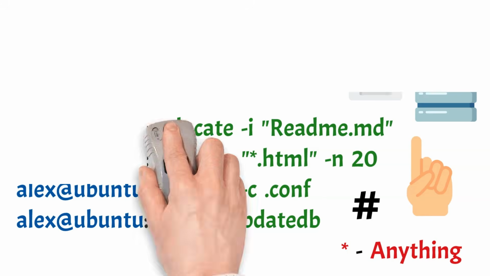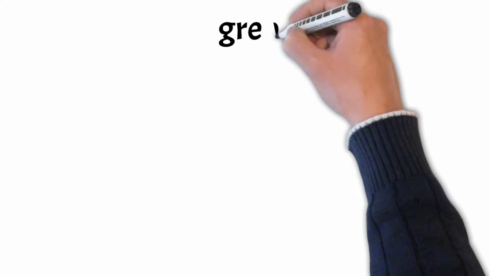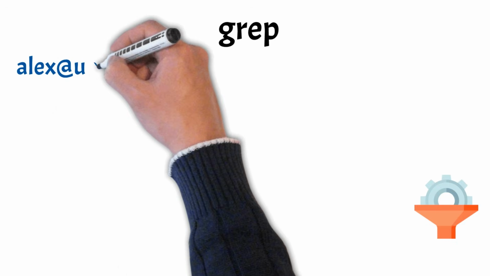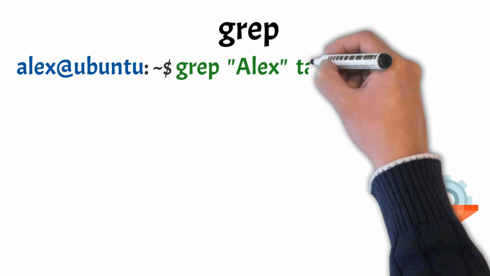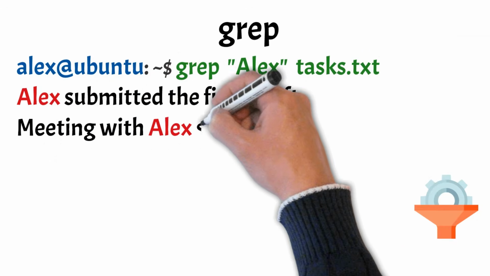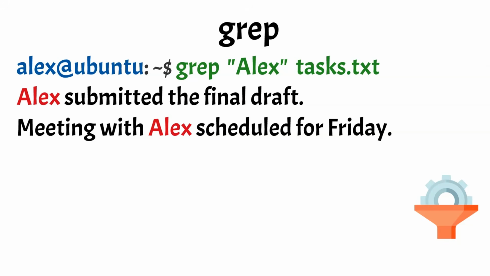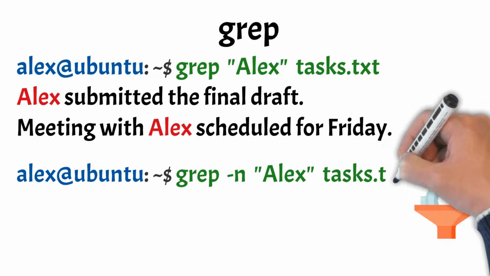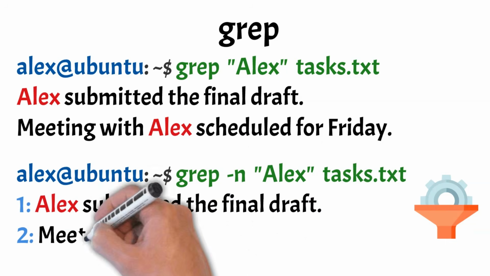Up next we have grep. The grep command lets you search for specific words or patterns inside files, perfect for quickly filtering through logs or documents. In this example, grep alex tasks.txt returns the lines from the file that contain the word Alex. If you want to see where exactly those matches occur, you can add the -n option to show line numbers, making it easier to locate or edit the right part of the file later.